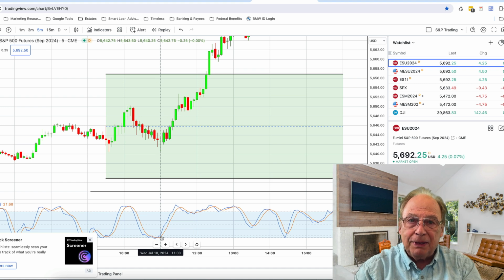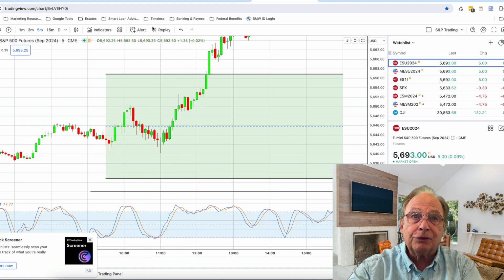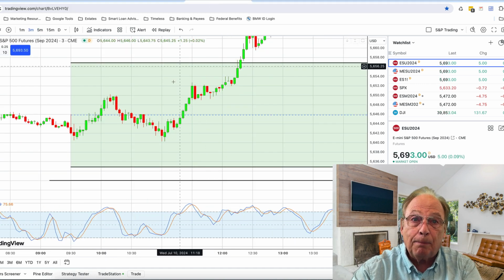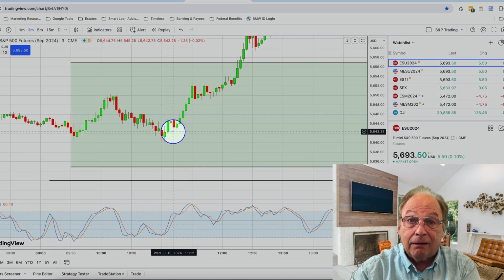So this would be an ideal place to trade to the long side, right? I mean, you see it. It's right here. It's a dead giveaway. You don't see it on the 3-minute chart. Let me go back to the 3-minute chart. Not so easy to see. But it's there if you look.